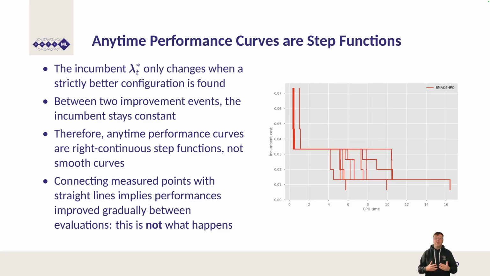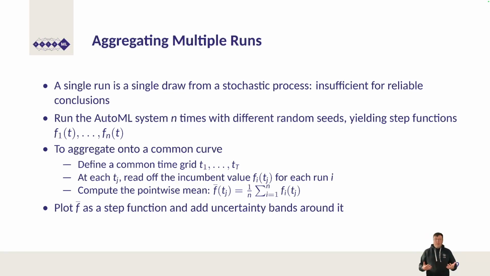Always use step functions. A single run of an AutoML system is a single draw from a stochastic process. The specific configurations proposed, the order in which they are evaluated, and the performance estimates assigned to them all depend on the random seed. A conclusion drawn from a single run is no more reliable than a conclusion drawn from a single train test split, which we established in the evaluation section is insufficient. We therefore run the system n times with different random seeds, obtaining n step functions.